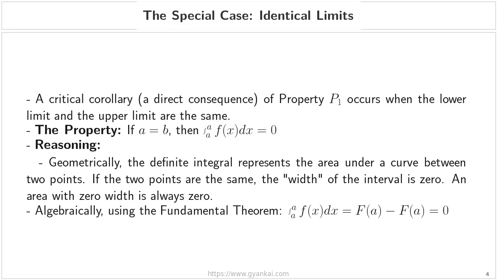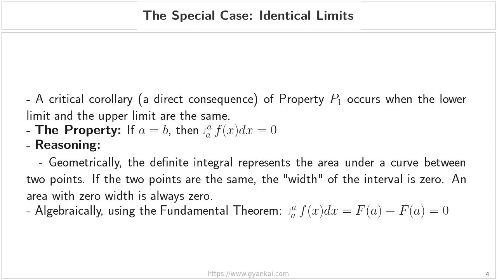Let's break down the reasoning behind this. First, geometrically, remember that the definite integral represents the area under a curve between 2 points. If those 2 points are the same, meaning we're trying to find the area between a single point and itself, the width of the interval becomes 0. Think about it. To have an area, you need both height and width. If the width is 0, the area must also be 0.